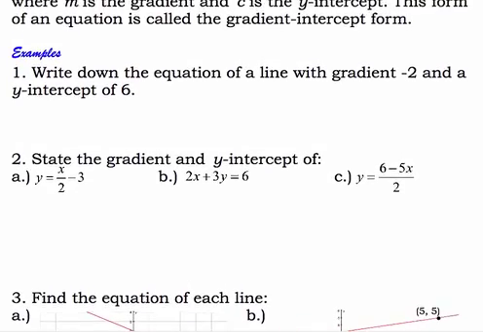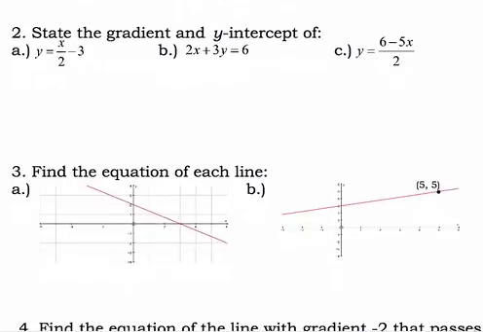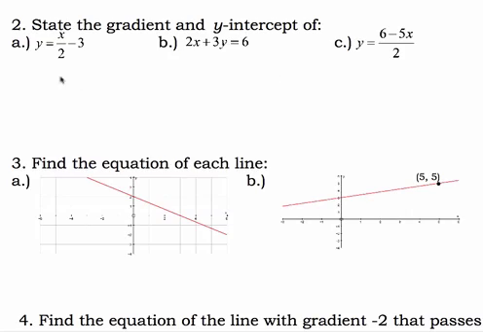Firstly, write down the equation of a line with gradient -2 and y-intercept -6. Well, that's pretty easy. We just need to write y equals the gradient times x plus the y-intercept, and there's our equation. The next example, state the gradient and y-intercept of these equations.